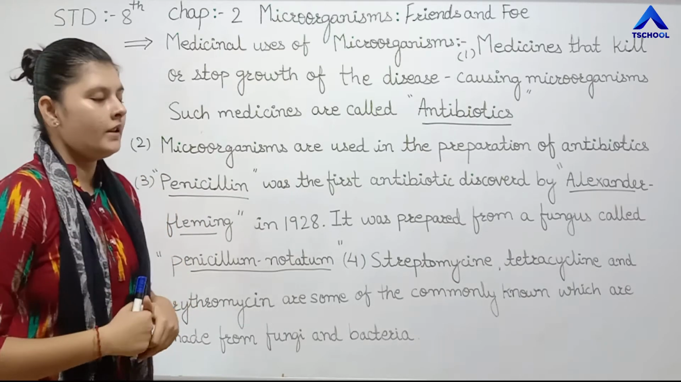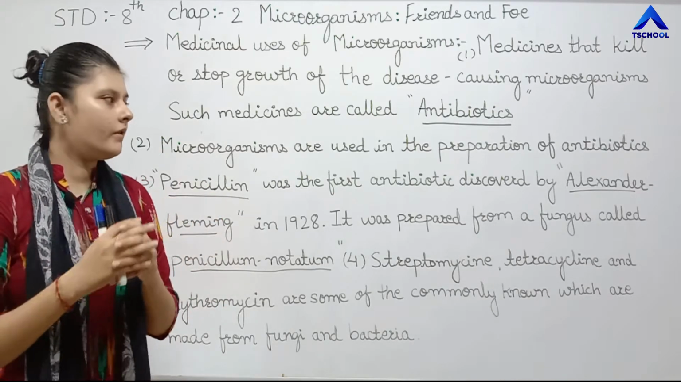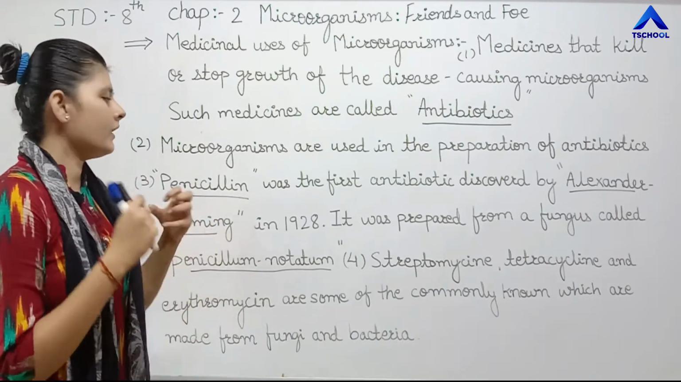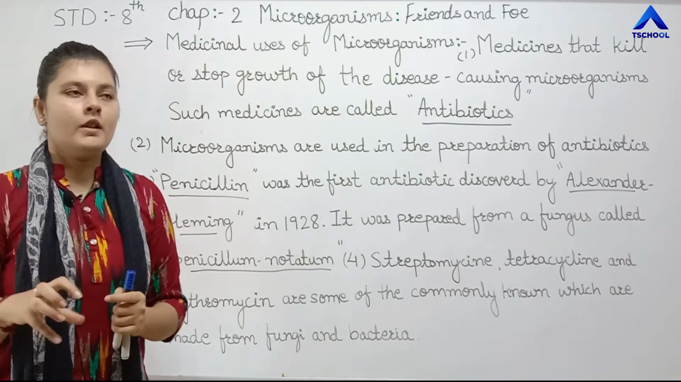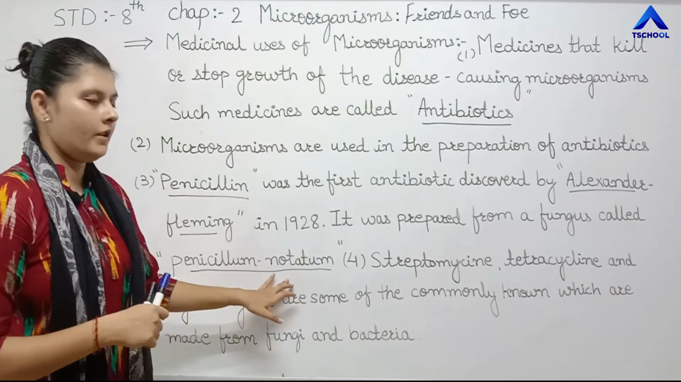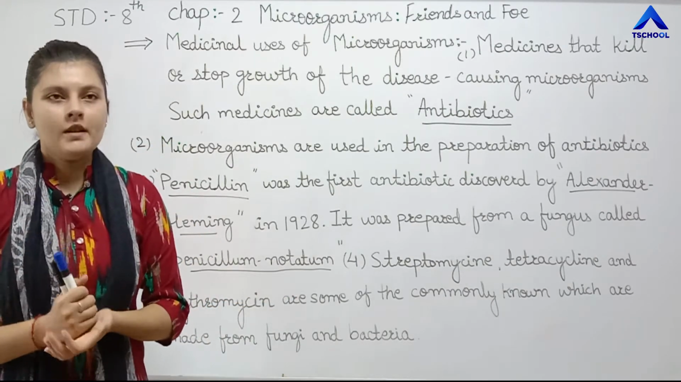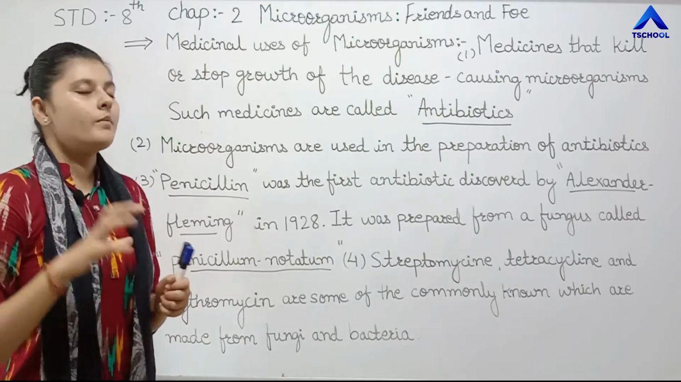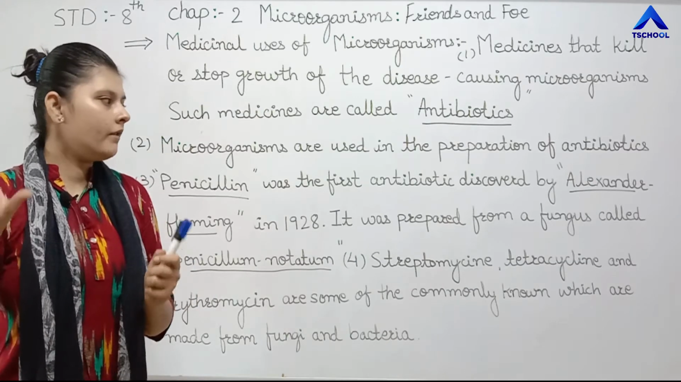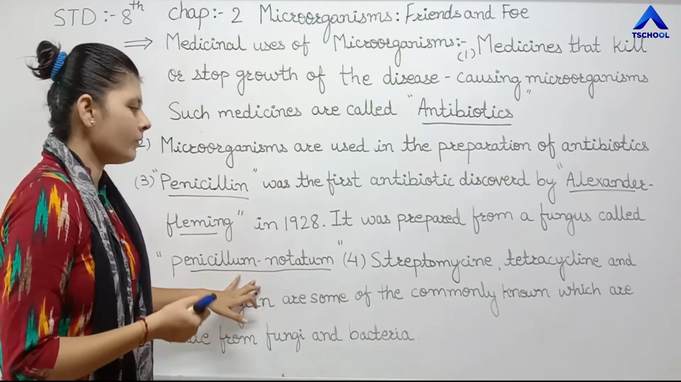The first antibiotic was penicillin, and it was discovered by Alexander Fleming in 1928. It was prepared from a fungus called Penicillium notatum, right? Note that the first antibiotic was penicillin, discovered by Alexander Fleming, and it was prepared from a fungus called Penicillium notatum.